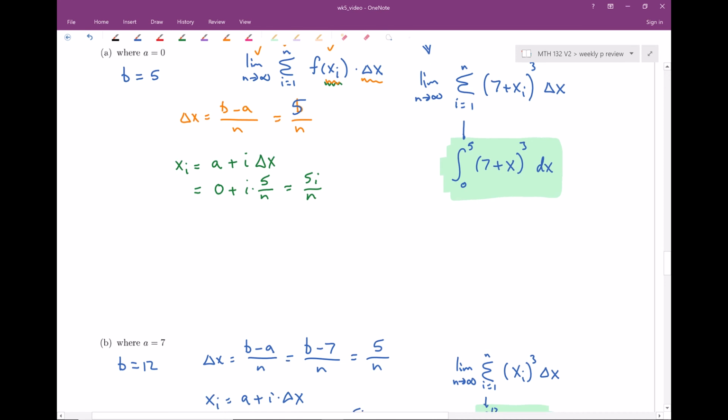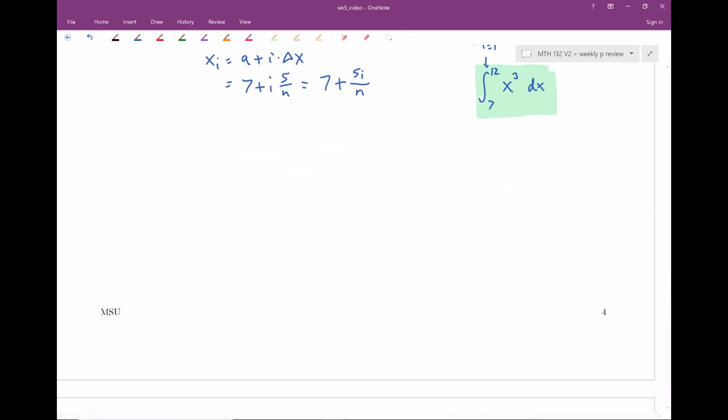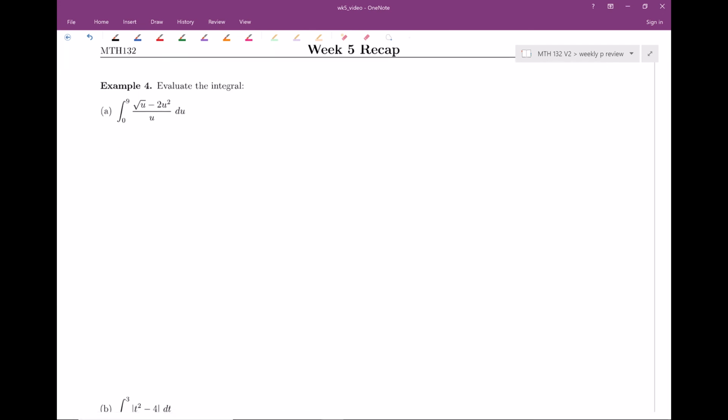These are both correct, and if you were to evaluate them, they would give you the same value, and so they are really calculating the same thing. It's just they're represented differently. All right, so there's some Riemann sums for definite integrals, setting these things up. Now let's go ahead and do some evaluation of integrals.